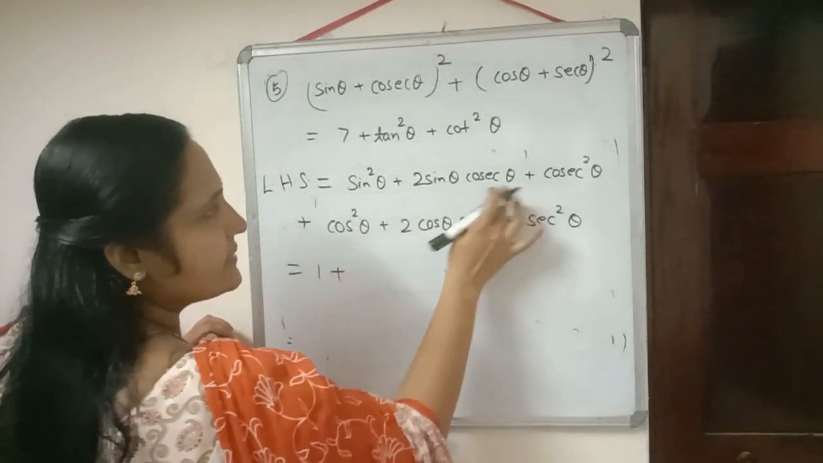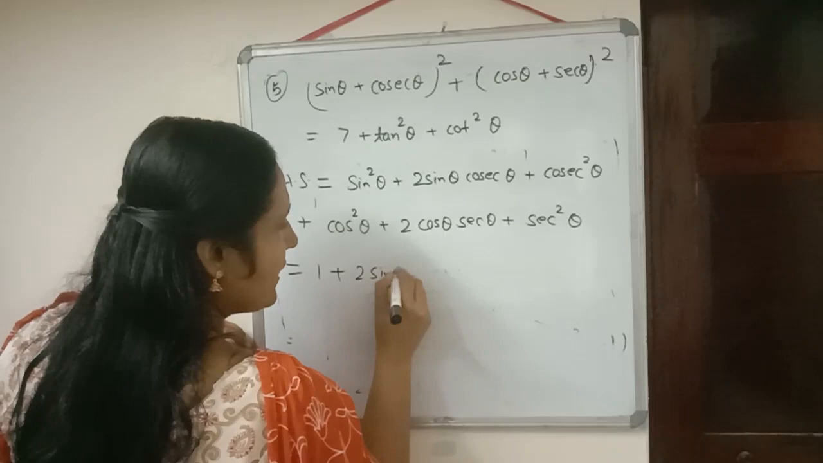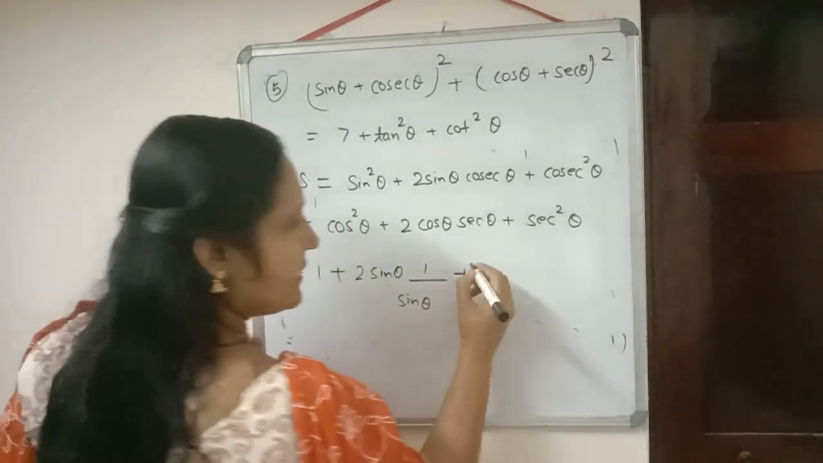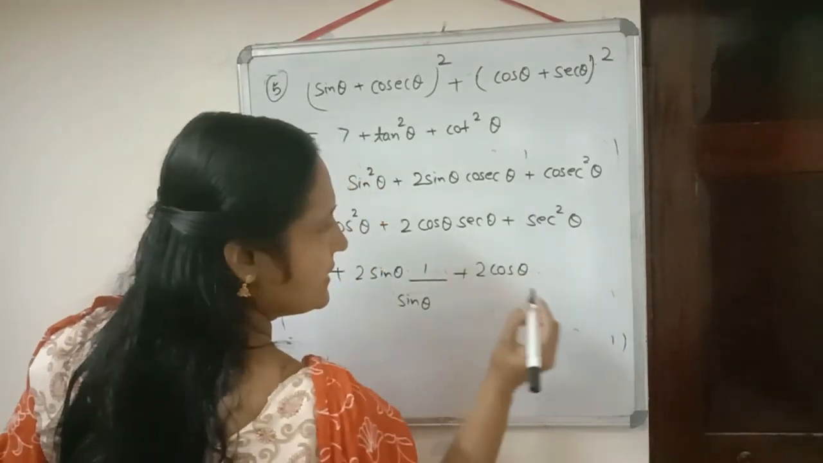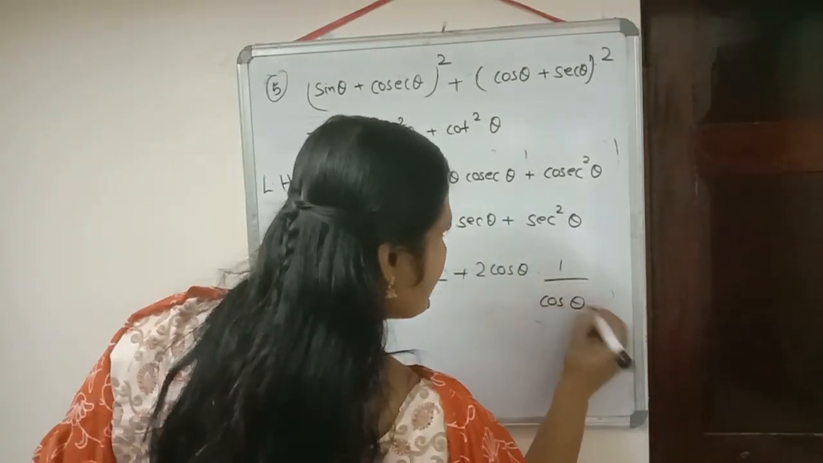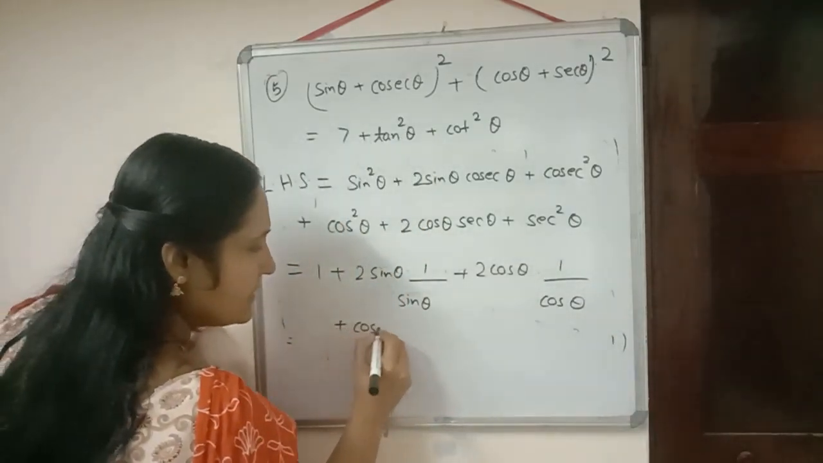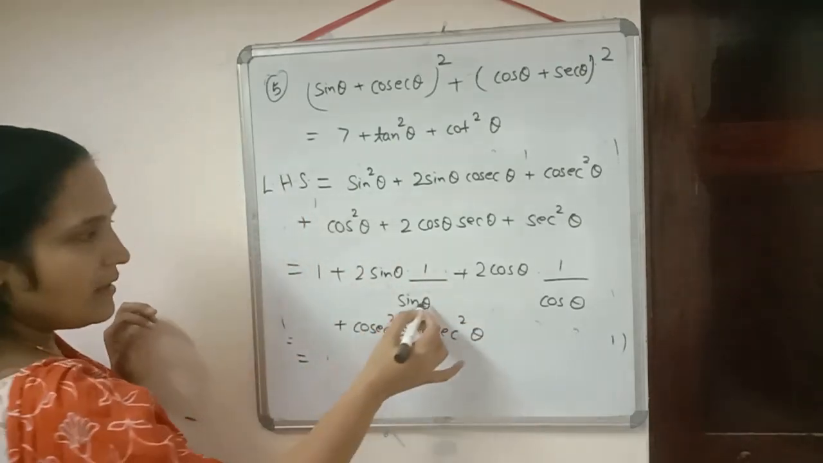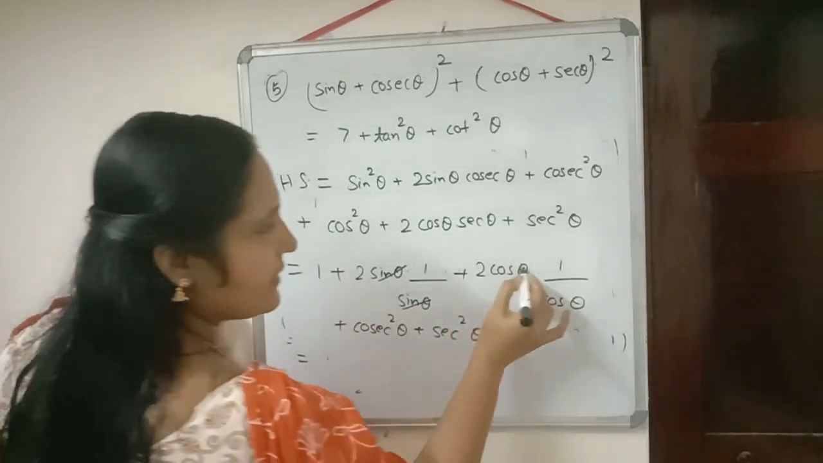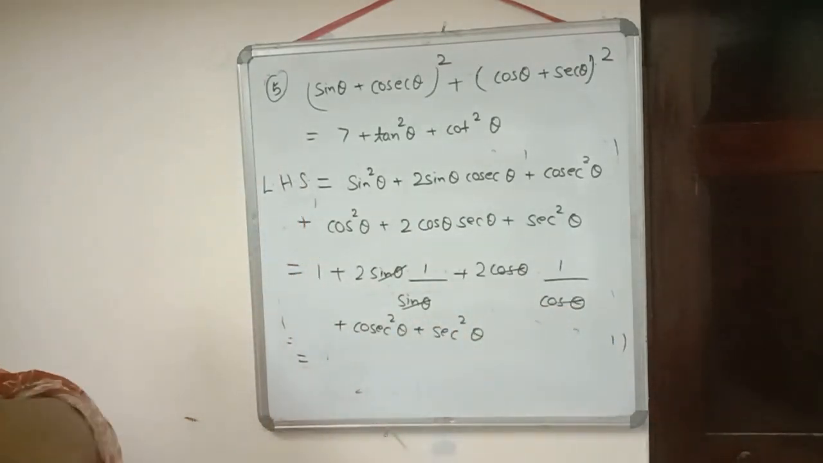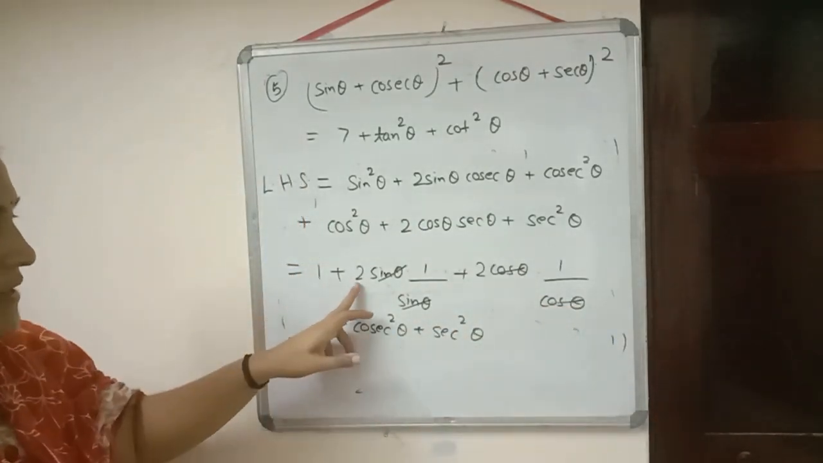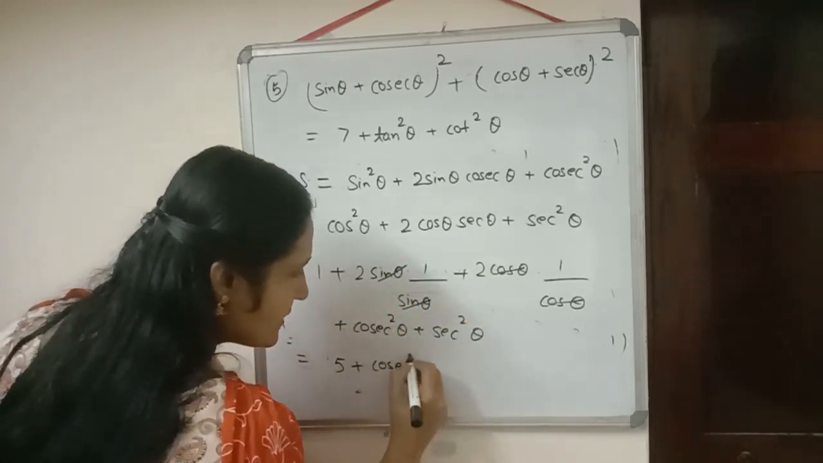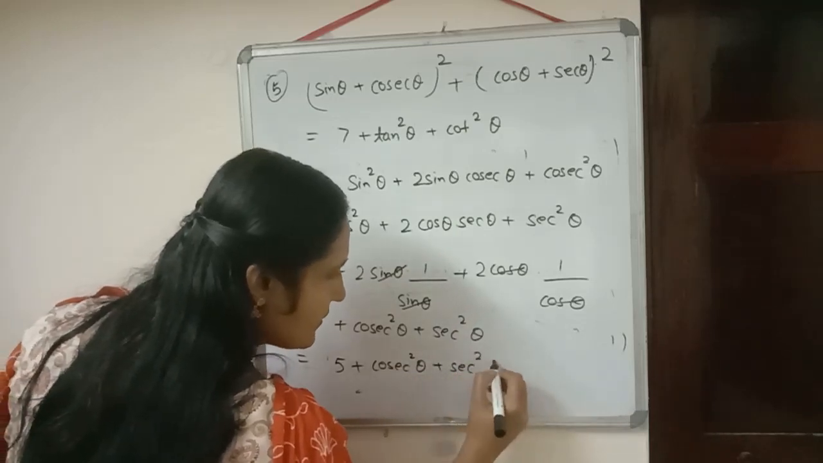Then how we can rewrite this cosec theta? Can be written as 1 by sin theta. Similarly this one I am writing together there. 2 cos theta into sec theta can be written as 1 by cos theta plus remaining is cosec square theta plus sec square theta. Sin theta will get cancelled. Here cos theta and cos theta will get cancelled. So what we are getting here, 1 plus 2 plus 2. So that will be equal to 5 plus cosec square theta plus sec square theta.